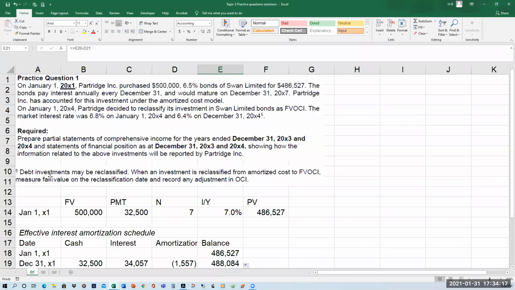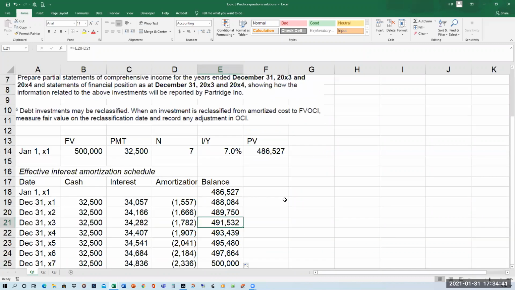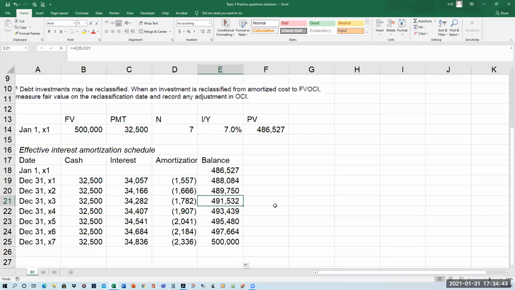Now, something that we need to note is that investment in debt securities can be reclassified. When a reclassification occurs from amortized costs to fair value other comprehensive income, we want to measure fair value on the reclass date and record any adjustment in other comprehensive income. So we'll come around to doing that calculation.